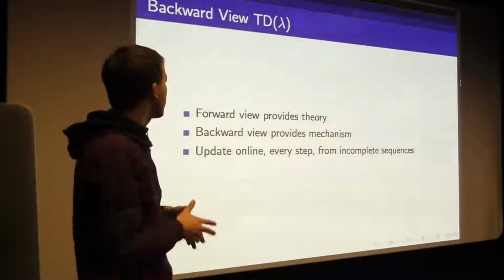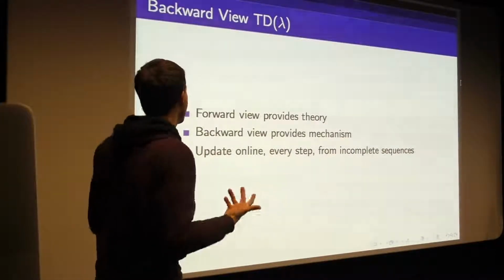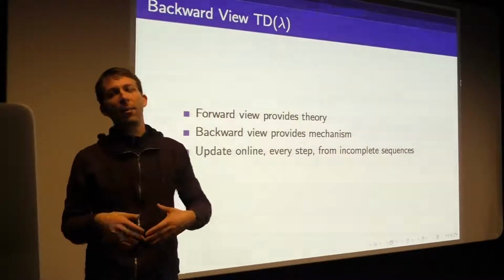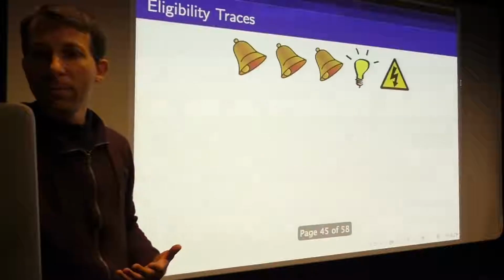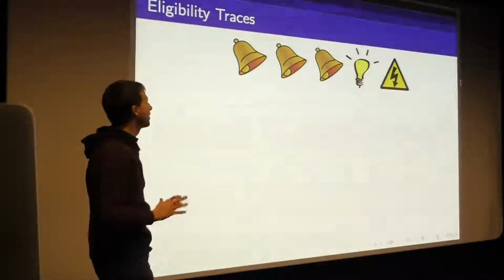Okay, so now let's come up with a backward view. How can we achieve this, but with the nice properties of TD learning, where we update online every step from incomplete sequences? And that is the TD lambda algorithm. To understand that, I'm just going to put up one diagram here.